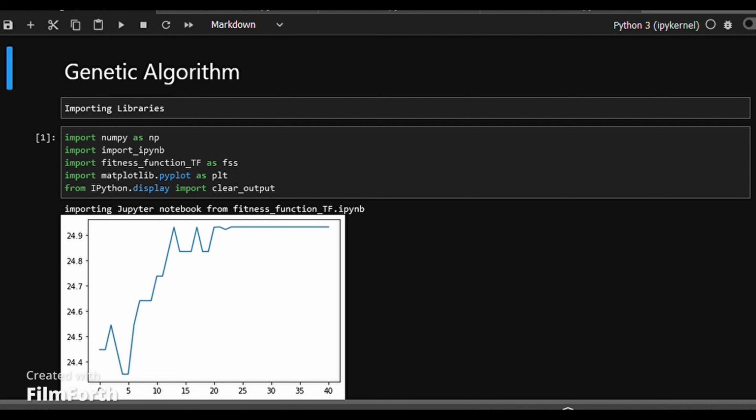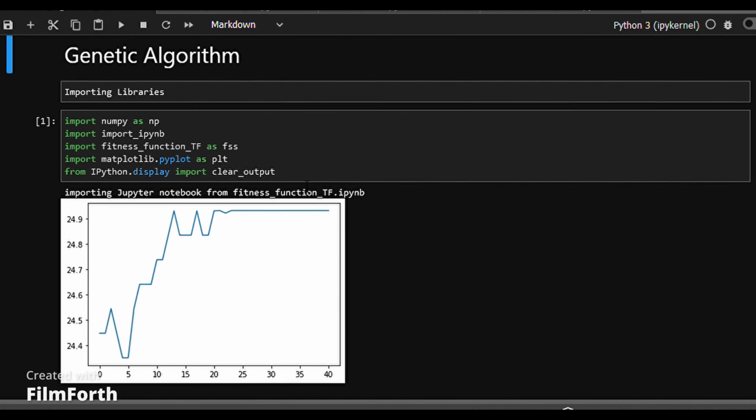This is the genetic algorithm. For the genetic algorithm, we need to develop a general code and an objective-specific code. The specific code is the fitness function. In this part, we need to find the transfer function with a specific database.